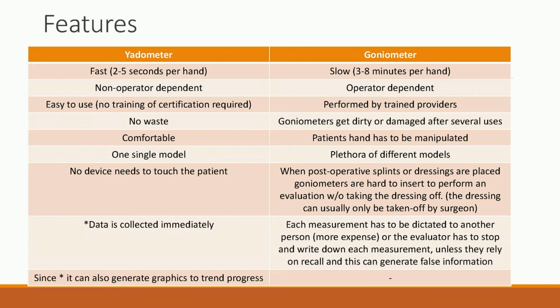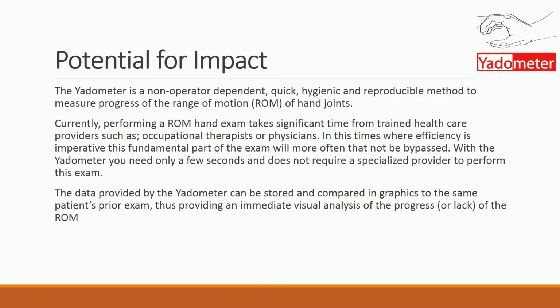So when I was having my hand range of motion measured, the occupational therapist had to write down each number. If you don't write down the numbers, then you're relying on recall, and that may create extra error. But if you're writing down each number as you go on each joint, then that obviously takes even more time. And because you're gathering the data right away, you can create graphs to track the progress, which is probably the most useful way of seeing the progress.